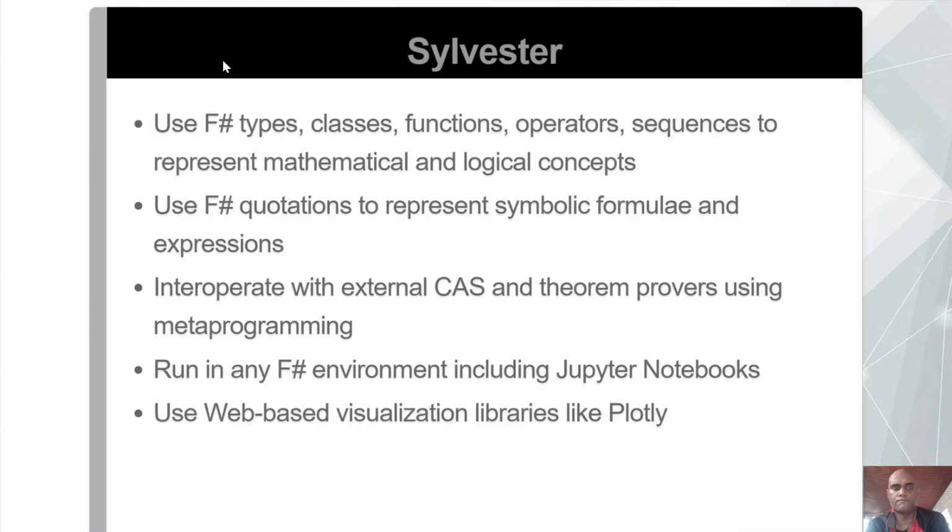So what we saw is that basically with Sylvester we can use F sharp types, classes, functions, operators, sequences, and other syntactic features to represent these mathematical and logical concepts. We can use F sharp quotations to represent symbolic formulae and expressions and have access to the symbolic structure of functions and expressions. And we can interoperate with external programs like Maxima and Z3 using metaprogramming. We can run this in any F sharp environment, whether it's an IDE like Visual Studio Code or Jupyter Notebook. And later on, we'll see how we can use visualization libraries to actually visualize some things like functions.